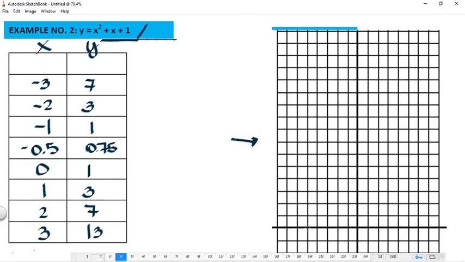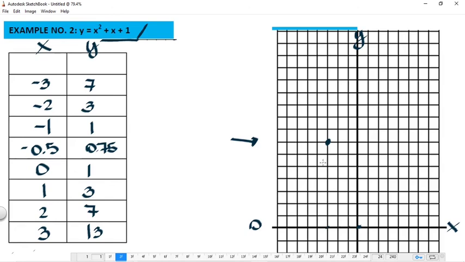So this bolded line is the origin for our x-axis. So this will be 0 for our x-axis. And of course, this vertical thicker line will be the origin of our y-axis. If x is negative 3, so let's start from this one. 0, 1, 2, 3, negative 3, y is positive 7. So let's just count 7 grids upward. 1, 2, 3, 4, 5, 6, 7. So this will be our point number 1.